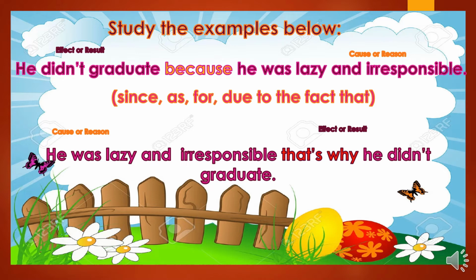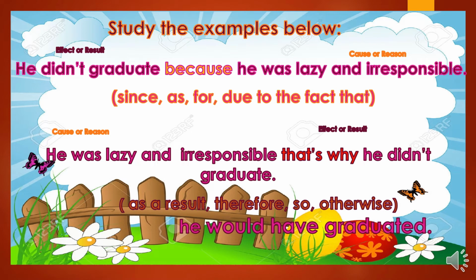Aside from saying that's why, we can substitute as many connectors as we can, like the following: as a result, therefore, so, otherwise. He was lazy and irresponsible. As a result, he didn't graduate. He was lazy and irresponsible. Therefore, he didn't graduate. He was lazy and irresponsible, so he didn't graduate. He was lazy and irresponsible, otherwise he would have graduated.